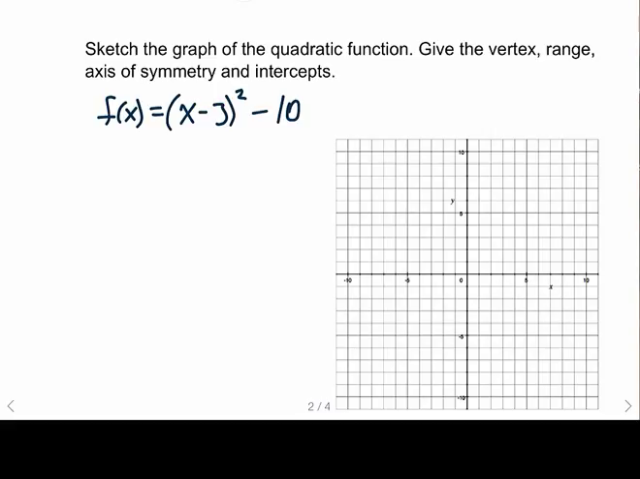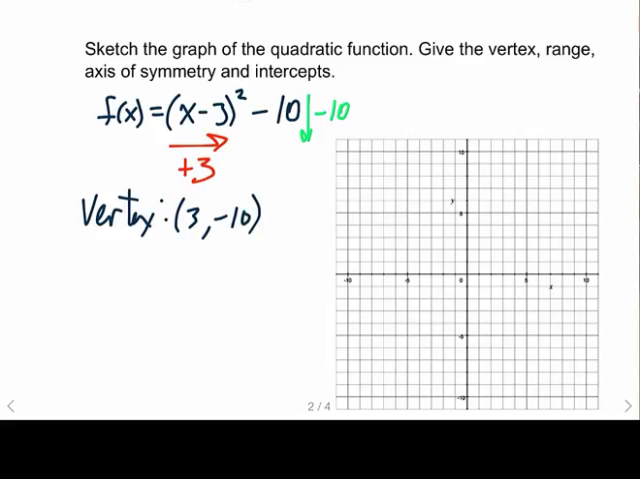f of x is equal to the quantity x minus 3, squared, minus 10. What I see is that this is a parabola. I know that because of the squared indicator, the fact that there's a quantity squared. That's our basic function. It is translated to the right by 3 units because we remember we change the sign on what's inside the parentheses. And it has a vertical translation that is down 10 units, because we don't change the sign on what's outside the parentheses. The way we're going to indicate this, we're going to say the vertex is the point (3, -10).